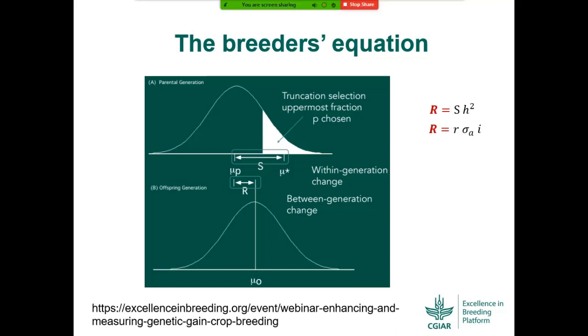The breeder's equation has two popular parameterizations. One is defined in terms of the selection differential and the heritability. The other one is based on the accuracy, the square root of the heritability in the simplest case, and the selection intensity, or standardized selection differential, and the square root of the genetic variation.